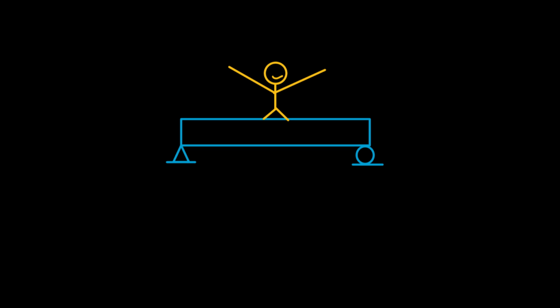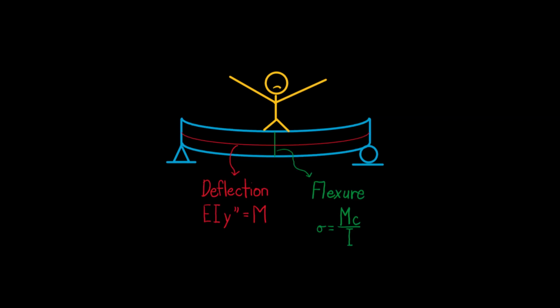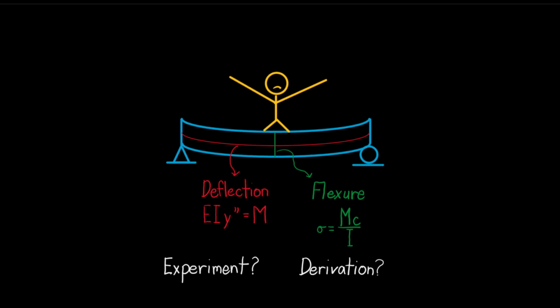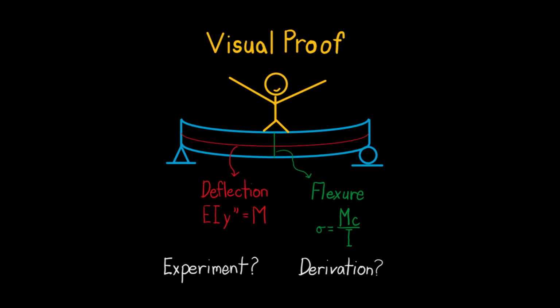If you know the deflection or flexure formula, you know they are two of the bending formulas in engineering. But do you know their experimental basis or how they are derived? In this video, we are going to conduct an experiment to see a visual proof of these engineering bending formulas.